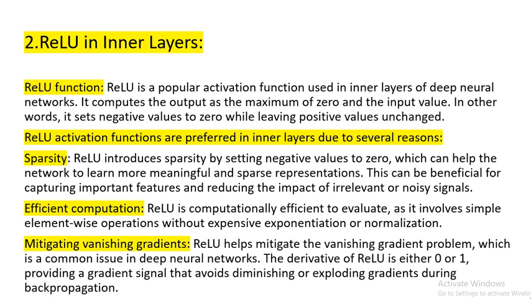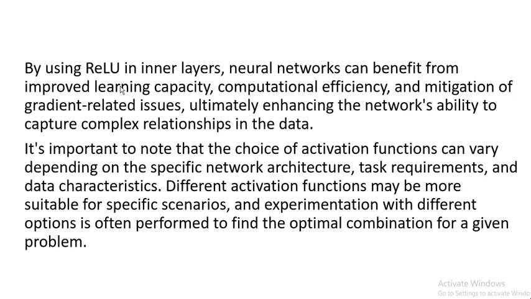Mitigating vanishing gradient. ReLU helps mitigate the vanishing gradient, which is a common issue in deep neural networks. The derivative of ReLU is either 0 or 1, providing a gradient signal that avoids a diminishing or exploding gradient during backpropagation. Using ReLU in inner layers, neural networks can benefit from improved learning capacity, computational efficiency, and mitigation of gradient-related issues, ultimately enhancing the network's ability to capture complex relationships in the data.